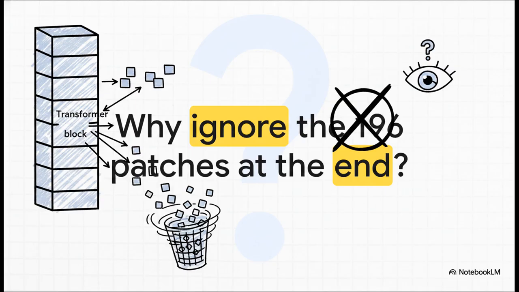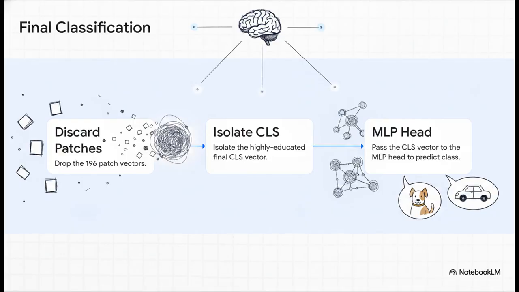Take a second and think about the architecture we just built. The answer is super simple and highly efficient. The delegate already has all the required knowledge. Because the CLS token has been continuously absorbing this global, high-level understanding from every single patch, it now contains the core essence of the entire image, all compressed into that single 768-dimension vector. So step 1, we drop the 196 patches. Step 2, we isolate that final highly educated CLS vector. And step 3, we pass only that single vector into the MLP, or multi-layer perceptron, head. This simple neural network at the very end looks at the summary and confidently outputs the final prediction. Yep, this is a dog, or this is a car.